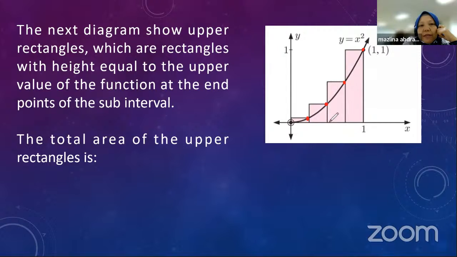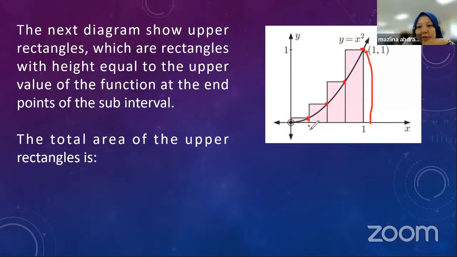So the rectangle with height equals to the upper value of the function. The height is equal to the upper value of the function. Yeah, so this is the function, the upper value. This one is the same here, and here also. At the end points of the sub-interval.